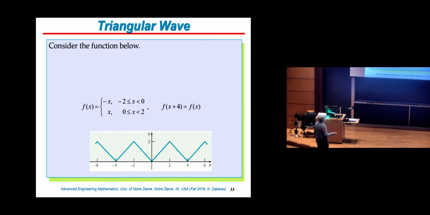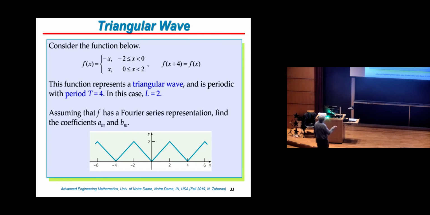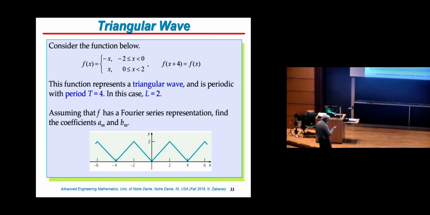So let me do rapidly a simple expansion, example. In this case, the period you can see is 4, right? You go from this peak to that peak is 4. So the distance L is equal to 2. And we have this triangular wave, looking like this. I mean, depends how you see, upside down or not. So you have this triangular wave, and we want to find the coefficients AM and BM.